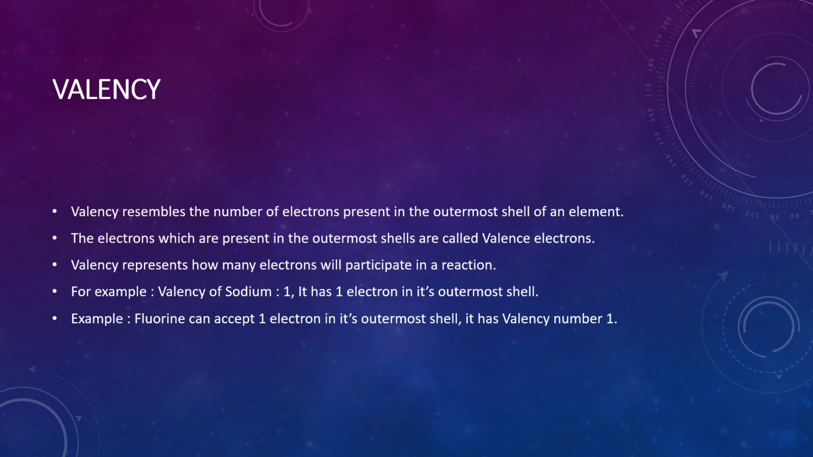And another example, fluorine can accept one electron in its outermost shell because it is one electron short to complete the octet rule. Students, you already know about the octet rule, so I'm not getting into details about that. So the valency of fluorine will be 1 because fluorine accepts one electron, and the valency of sodium is 1 because sodium donates one electron. So the number of electrons donated or accepted by elements will be that specific valency.